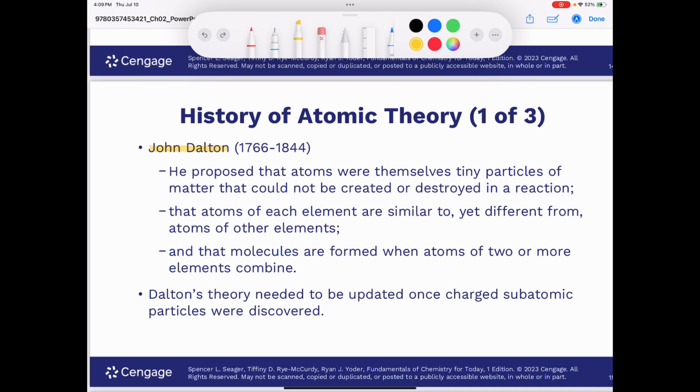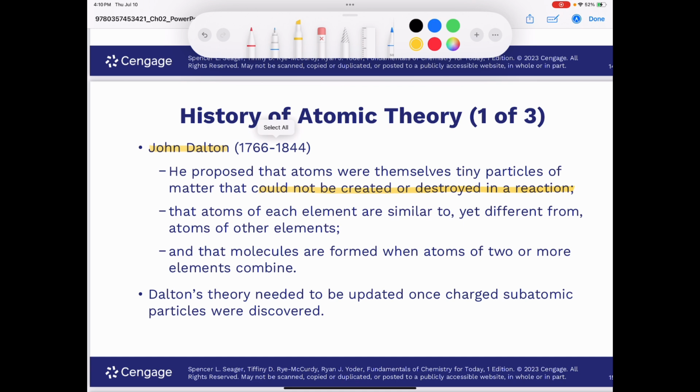Anyhow, first of all, Dalton proposed that atoms were themselves tiny particles of matter that could not be created or destroyed in a reaction. He postulated that atoms of each element are similar to, yet different from, atoms of other elements. So he said if you have an iron atom, it's going to be made of the same components, protons, neutrons, and electrons, as a silver atom, but it's going to have a differing number of protons, neutrons, and electrons.